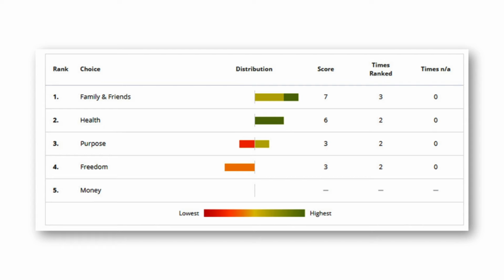So what I mean to say is that there are a variety of examples by which we can say that this is considered to be the rank order.